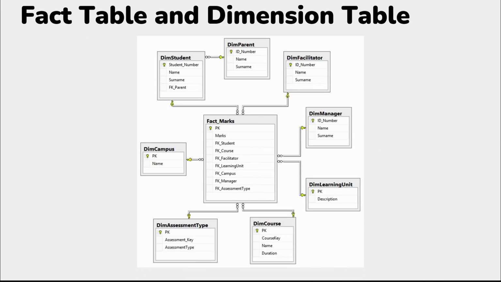So this is basically a representation of fact and dimension tables. You can see in the middle of this image is the fact table, and the fact table has all the foreign keys for all the dimension tables around it. That's how we design our data modeling, and that's what we are going to do in Power BI as well.